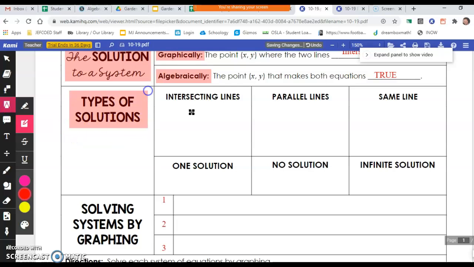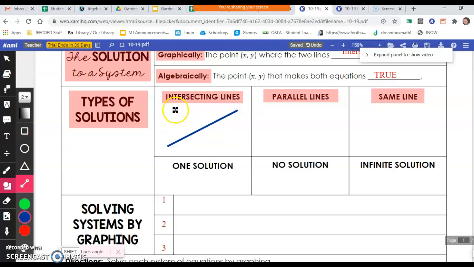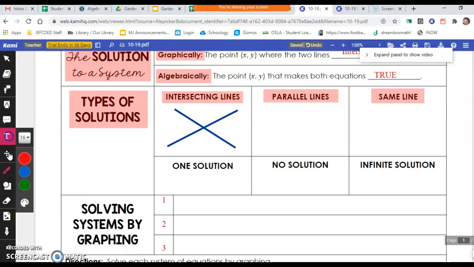Now we're going to look at types of solutions. Okay? The three types of solutions that we're going to look at are intersecting lines, parallel lines, and same line. Okay? So I'm just going to use my drawing tool here. Okay, so intersecting lines, guys, are actually lines that do what? Cross or intersect. Okay, and they're going to intersect at a point. And that point is right there that I just put where they intersect.